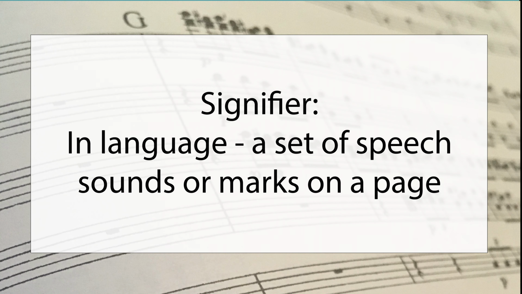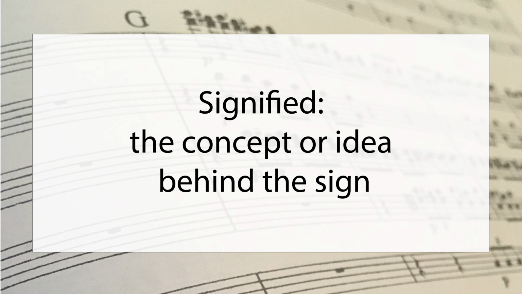Saussure made a distinction between the two inseparable components of a sign, the signifier, which in language is a set of speech sounds or marks on a page, and the signified, which is the concept or idea behind the sign. These concepts of sign and signifier define the modern study of semiotics today. Music has signs and signifiers as well. The music itself, whether the sound of it or the representation of it on paper, are signifiers, and the ideas behind those sounds are the sign.